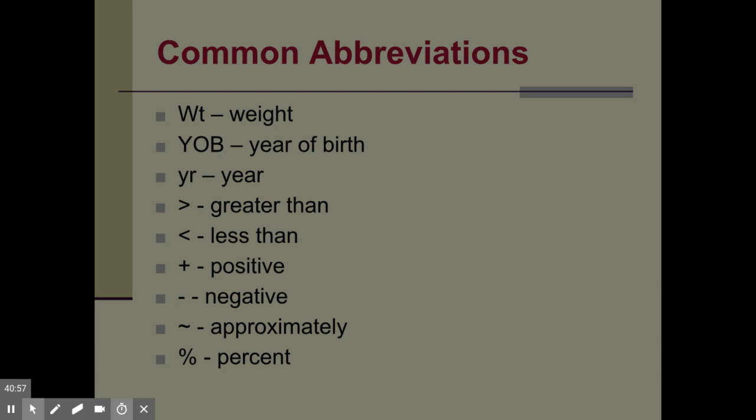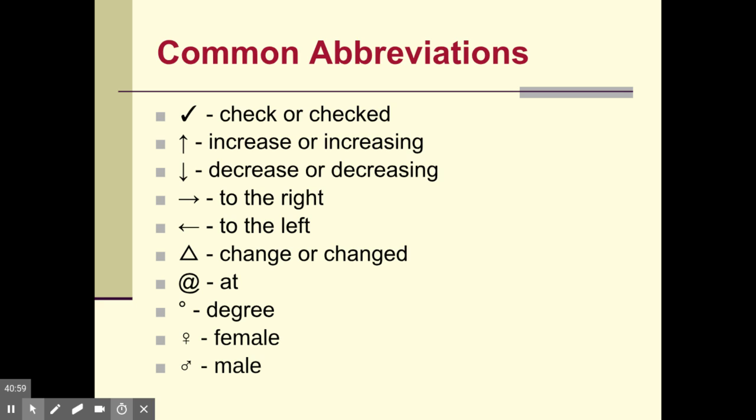Percent sign, we still use the percentage sign. We don't really use check marks so much in charting. We'll put an X in the box as opposed to a check mark because it may look like a slash instead of a check mark. Increase or the arrow up and the arrow down we can use for increase and decreasing. Left and right, the arrow pointing left or right. Change is a triangle. We can use the @ symbol, the degree symbol, male and female symbols.